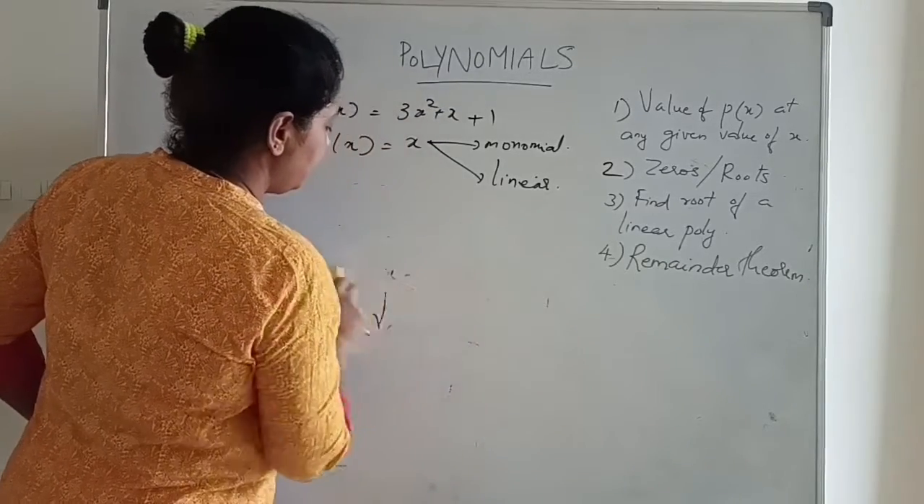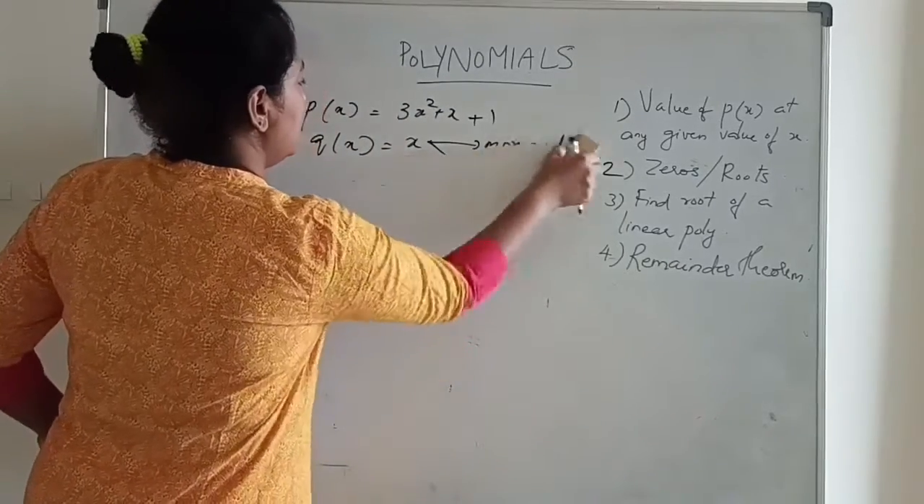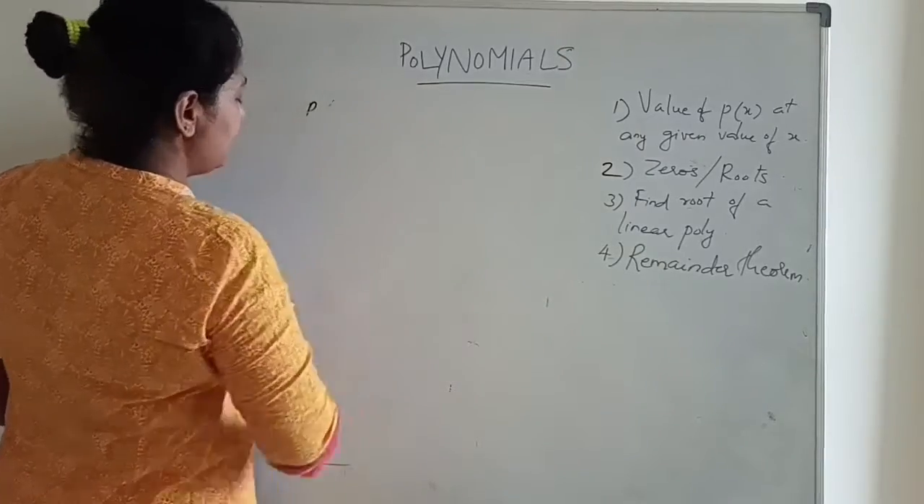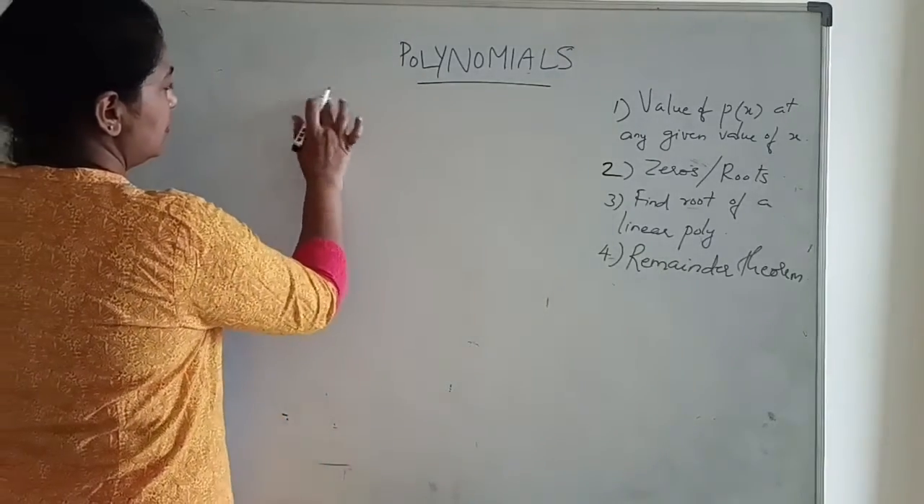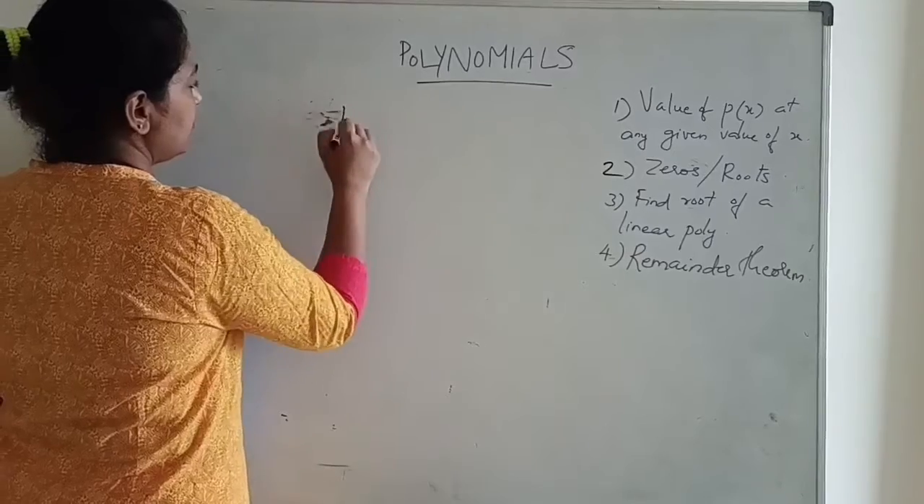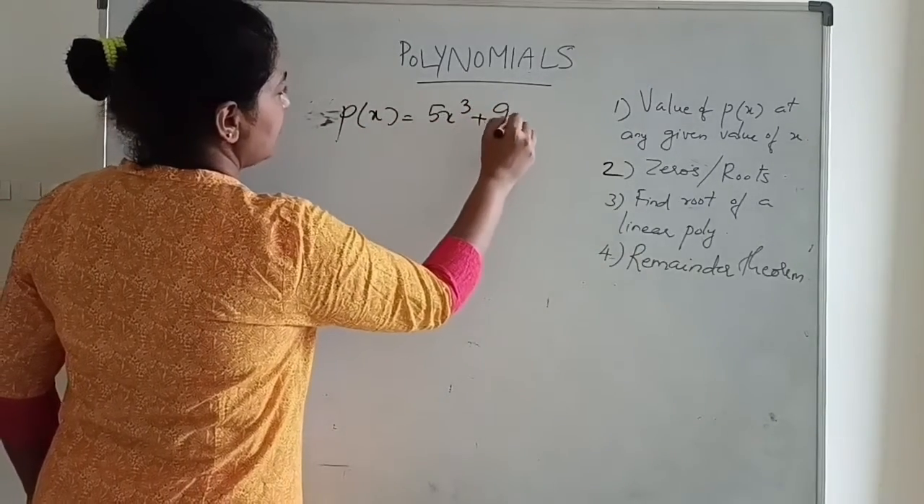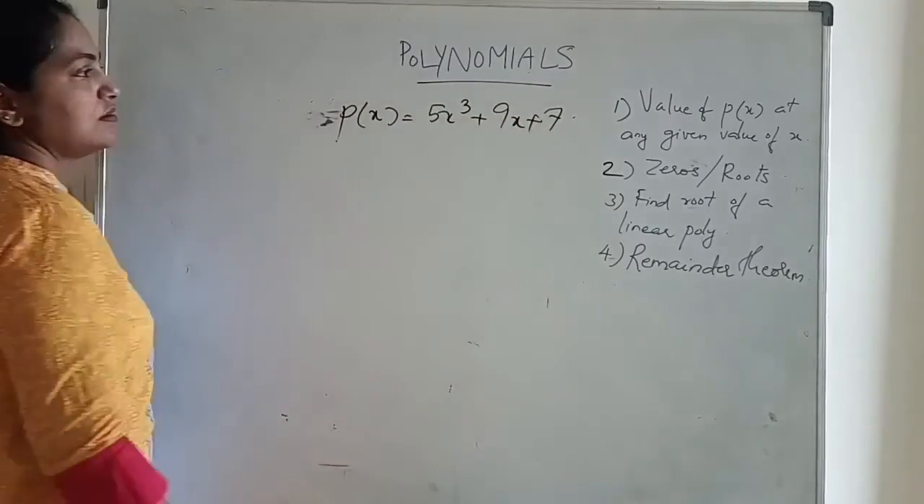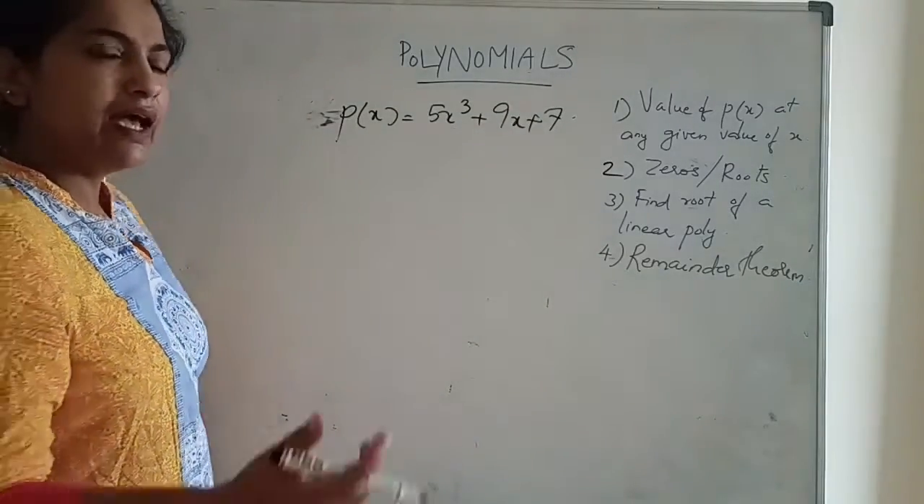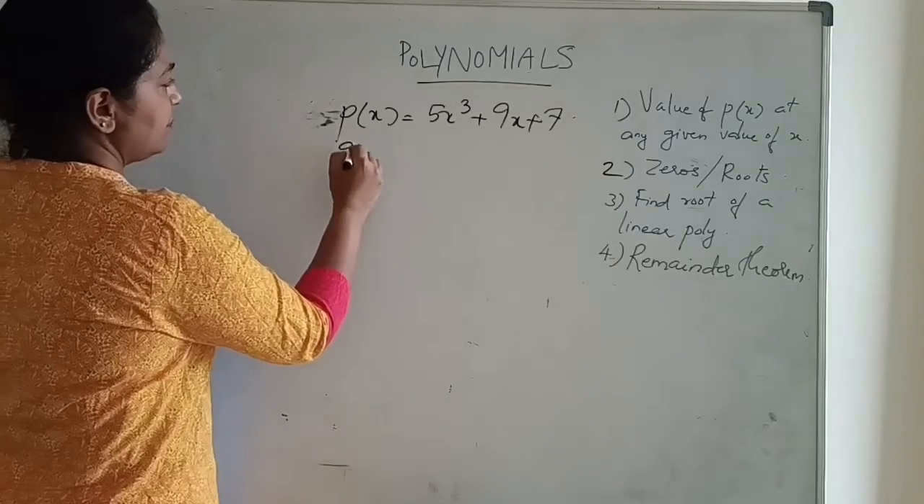Okay, now let us take another polynomial. Let us say p(x) itself: 5x cube plus 9x plus 7. Okay.